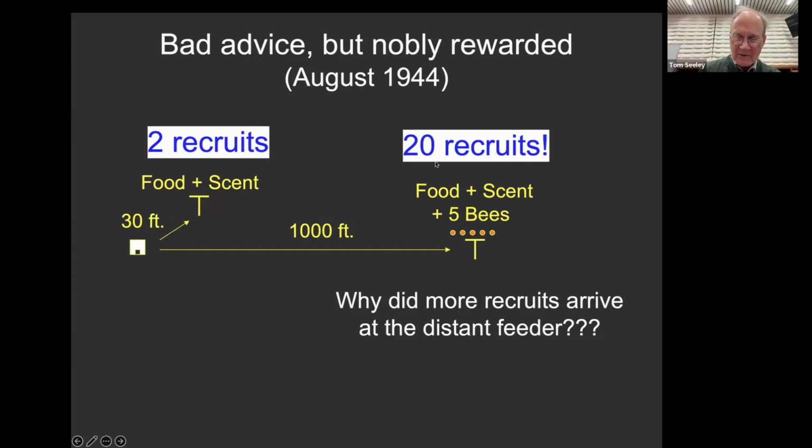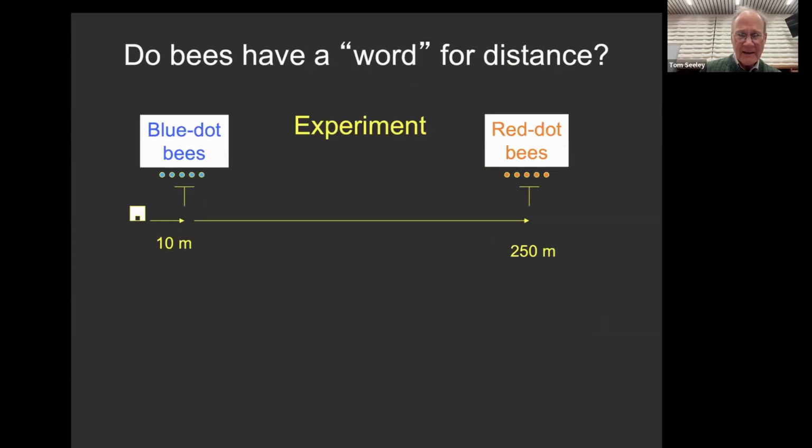Even though, you would think if the bees were just going out and searching without knowing where they were looking, just knowing that they're looking for the source of the food with the right scent, you'd think many more would find it more easily at the feeder that's only 30 feet from the hive than the one that's 1,000 feet from the hive. So they were all puzzled. Why did more recruits arrive at the distant feeder? Was there something in the dance that was telling bees to go out a great distance? And that was the key point in their analysis.